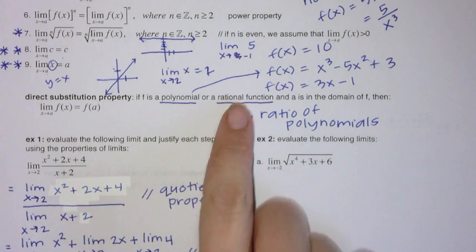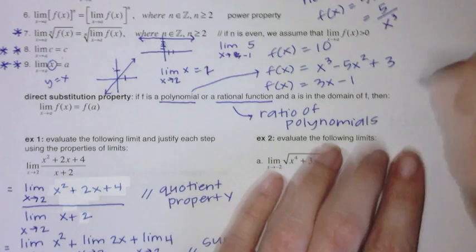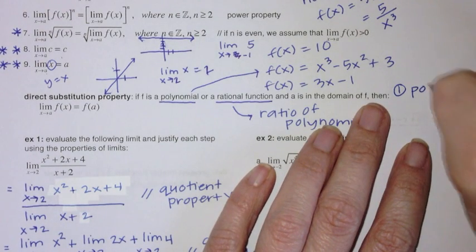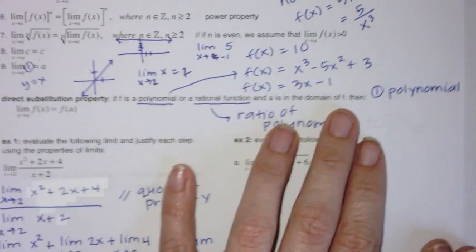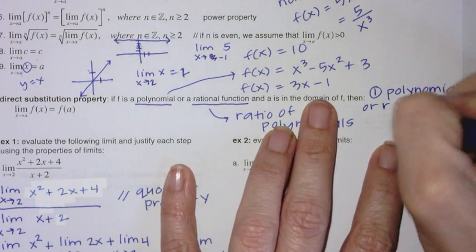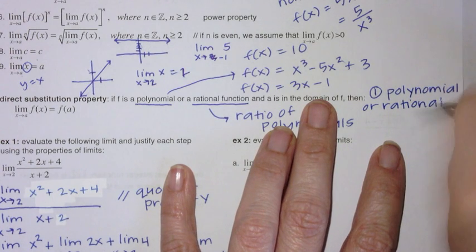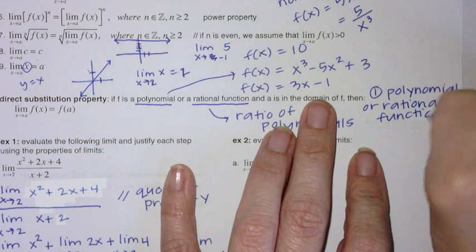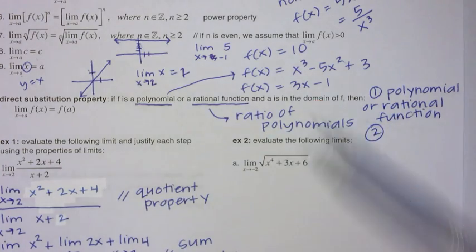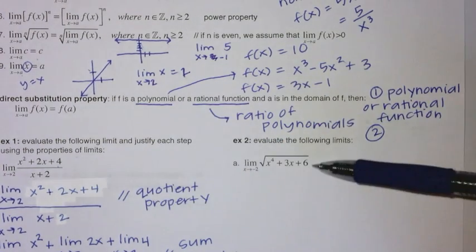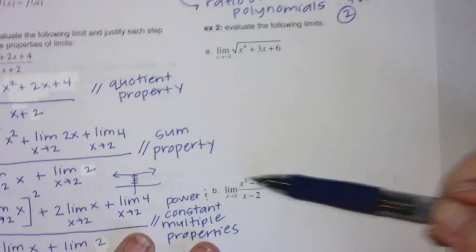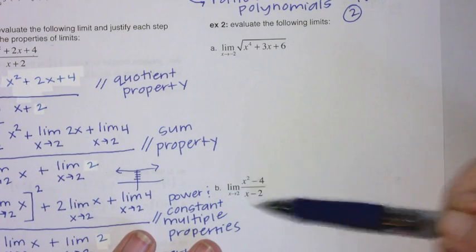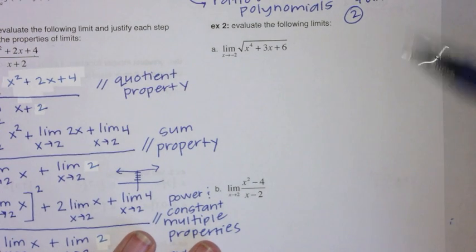So that's the first part. It has to be a polynomial or a rational function. So I'm going to write that. Condition 1 is polynomial or rational function. Looking at my paper, that one is a rational function, and this one is not a polynomial and not a rational function, because of that square root down there. This one, polynomial, polynomial, therefore the thing together is a rational function.